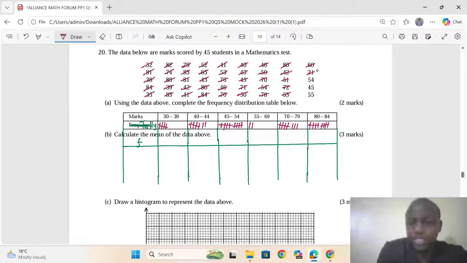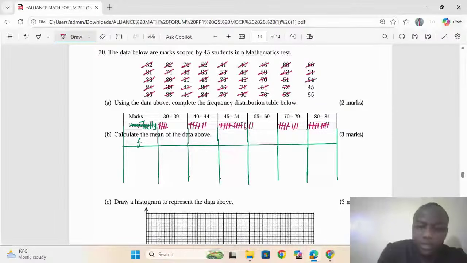Proceed to class with 54. 54, this one. Class with 45, same class. 55, the next one. So now we can tally.